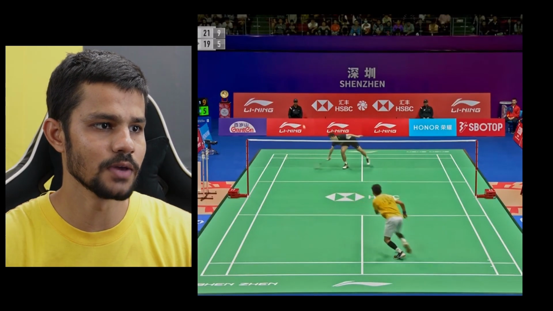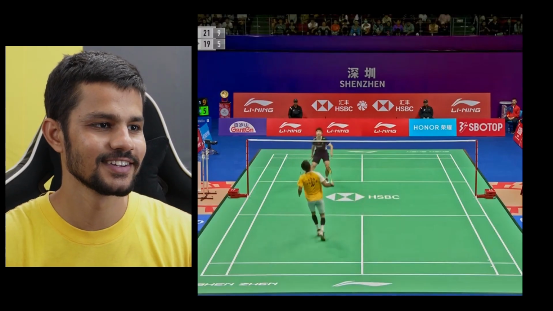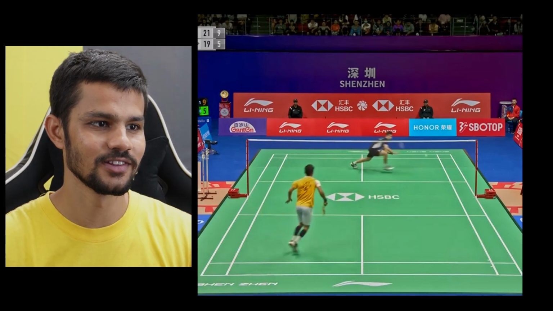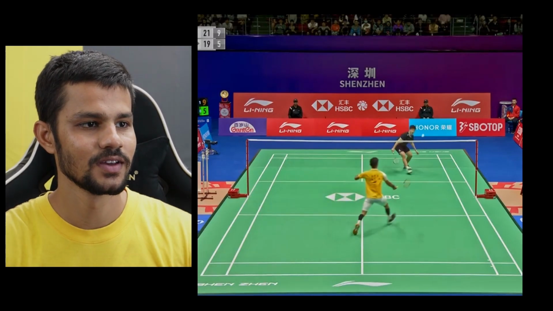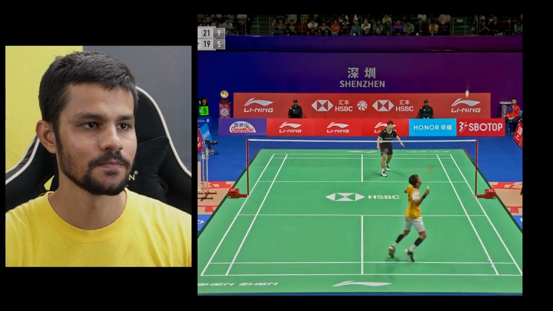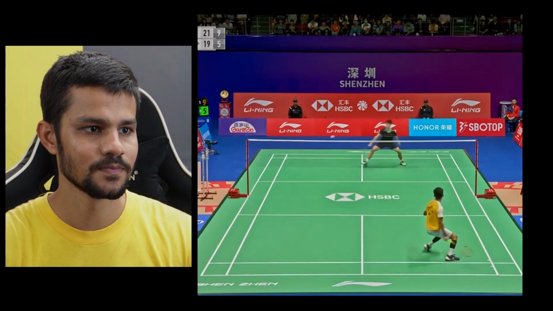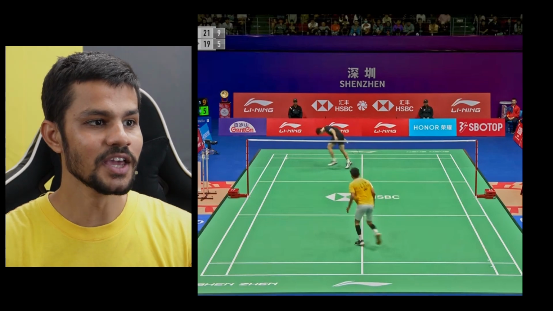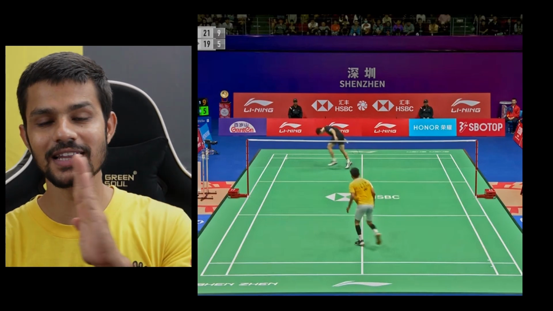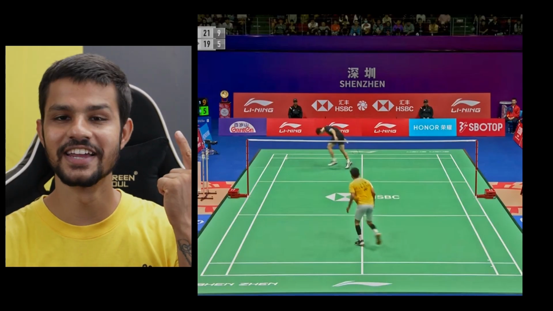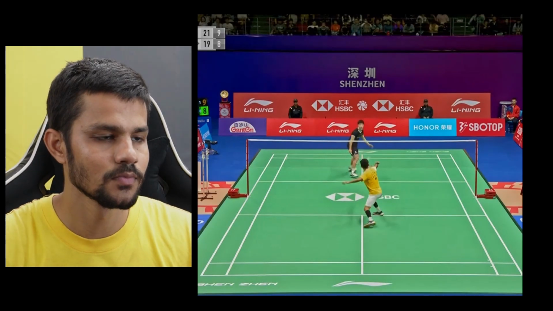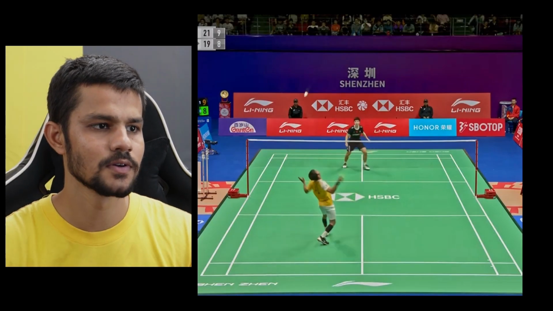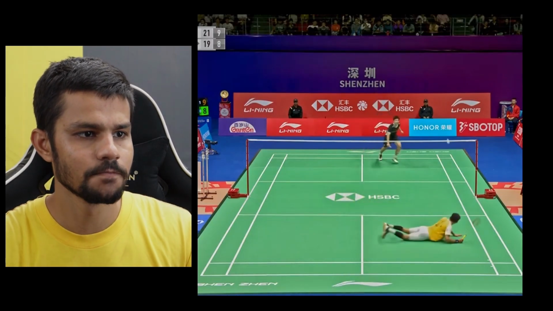Again, he's trying to do the same. Wow, what an attack! Is he finishing from here? I don't think so. Look, he did a drop. Nice, nice. He set up the whole rally. He pushed Shi Yu Qi to a particular left side part of the court, and then finally he hit that cross smash. Nice. Finish it. Yes. Great.